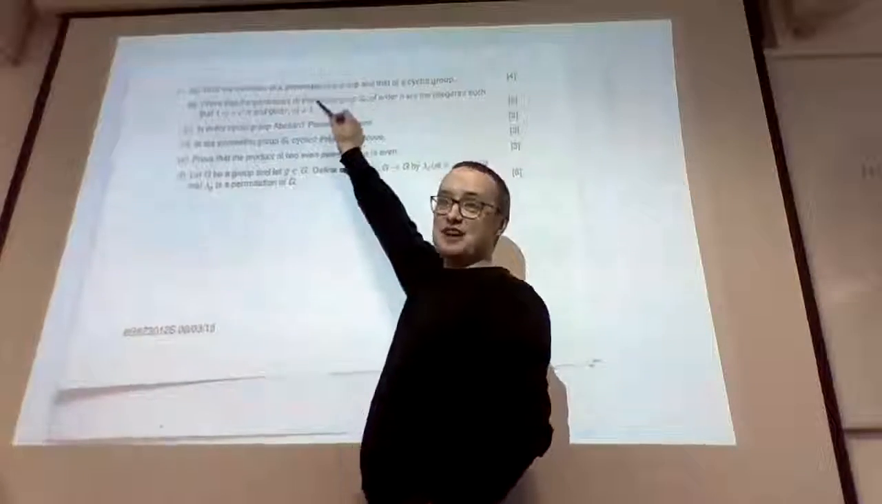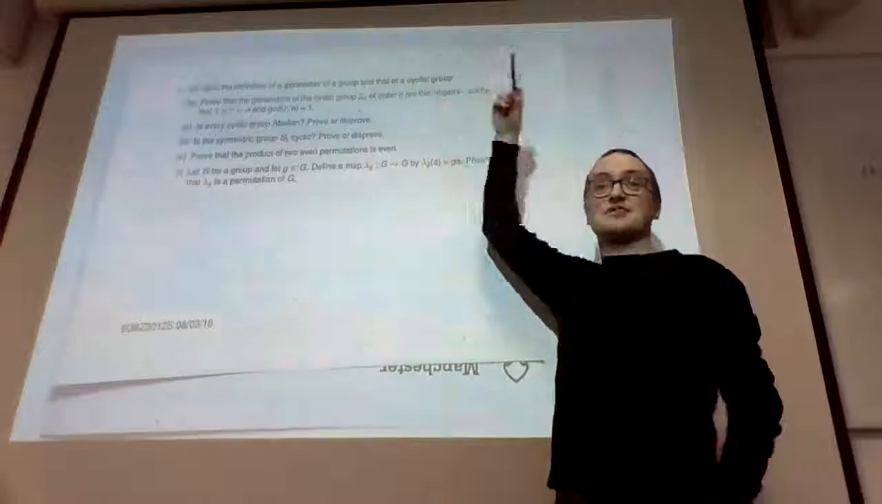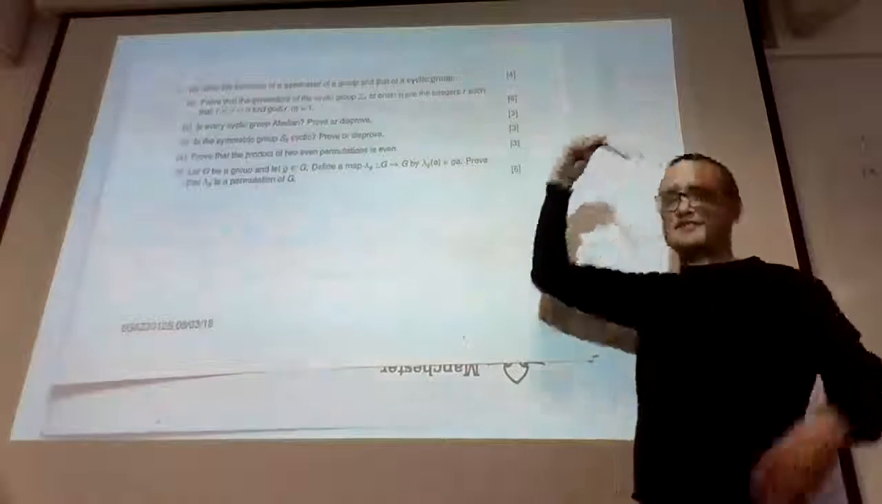Generator is an adjective for elements. Cyclic is an adjective for a group. So they're on a different level, kind of. But they're intimately connected. Yeah, it's the same. They're referring to two aspects of the same thing.